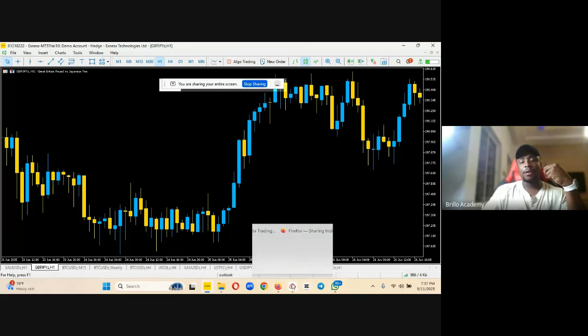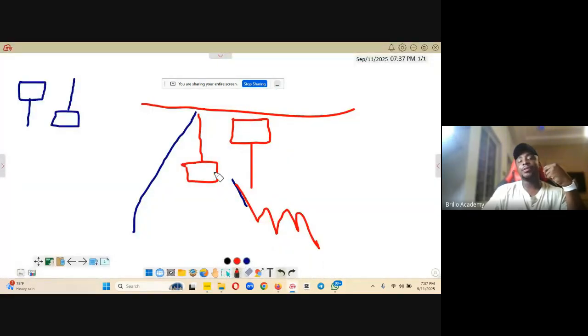hanging man. So your duty is to identify this candlestick pattern on a resistance zone and identify this on a support zone in order for you to make your buy or sell decision. Okay, so let me take this off.